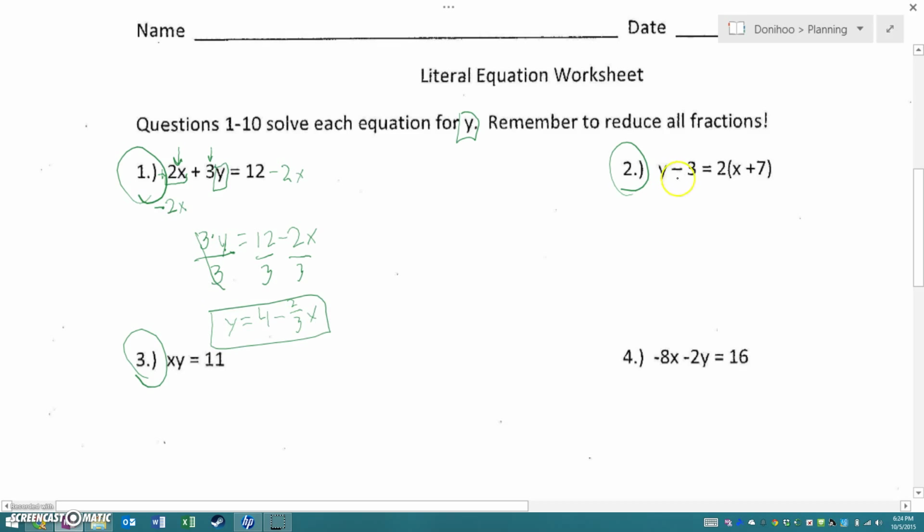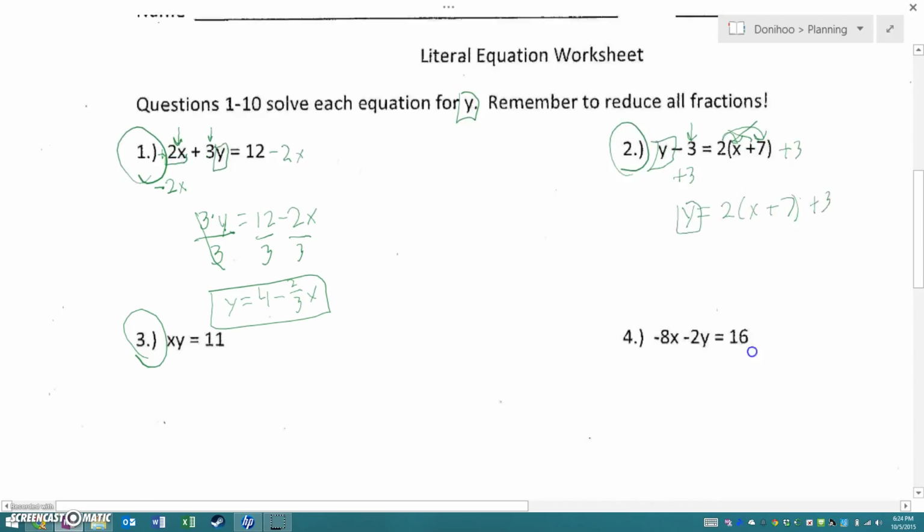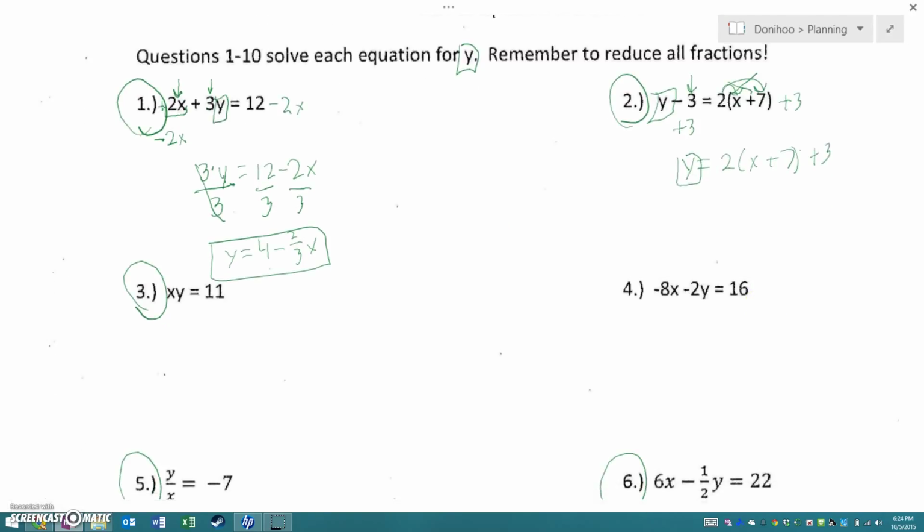A couple of others. Here with number 2, you honestly don't have to do anything to separate the y except for eliminate that 3. With the parentheses and the distribution, none of that has to happen. If I just move my 3 over, okay, y equals, there we go. I'd be okay with that. You've solved for y. That was what I asked you to do. Okay? If you want to distribute and all that, you can.